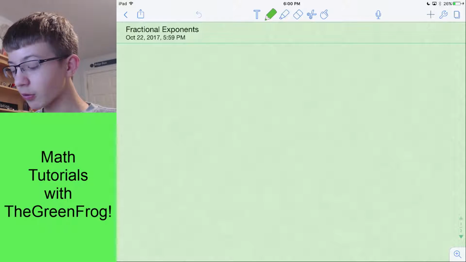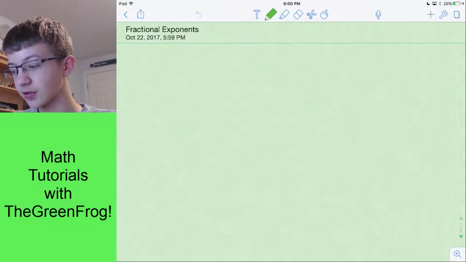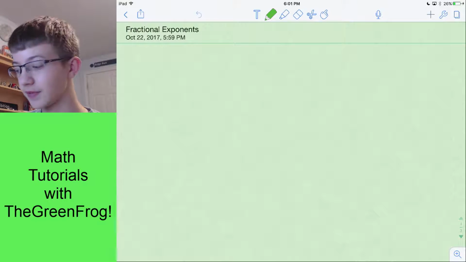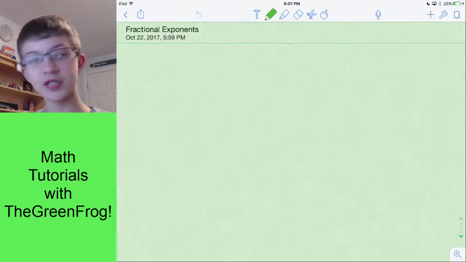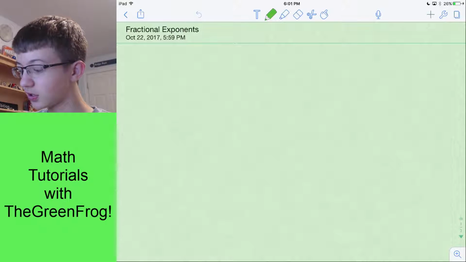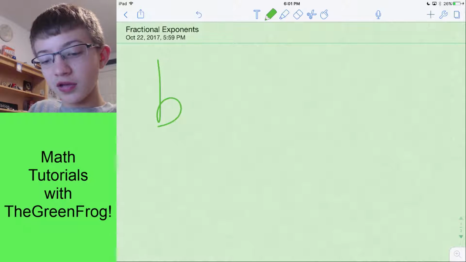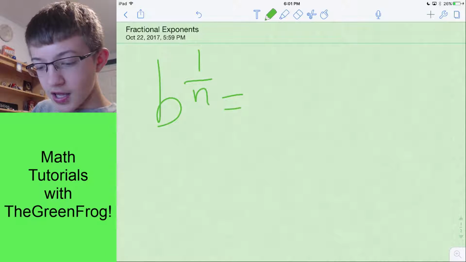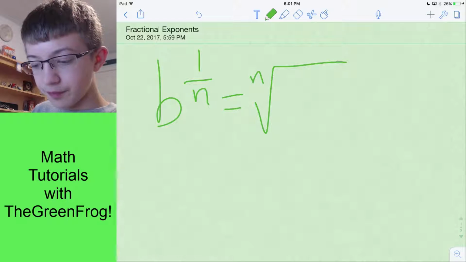So what we're going to be doing here is I'm going to be writing down something real quick. And this is for most numbers. I'll explain that in a second. So we have b to the power of 1 over n. Then that is equal to the nth root of b.